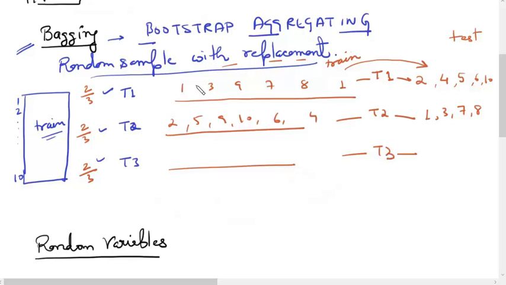Notice that each tree here is independent of the other. So tree 1 has nothing to do with the second tree, and similarly the second tree has nothing to do with the third tree. So each tree is totally independent of one another. Now apart from bagging, so this is the concept of bagging, where you take random samples with replacement, and on these random samples you create multiple decision trees.